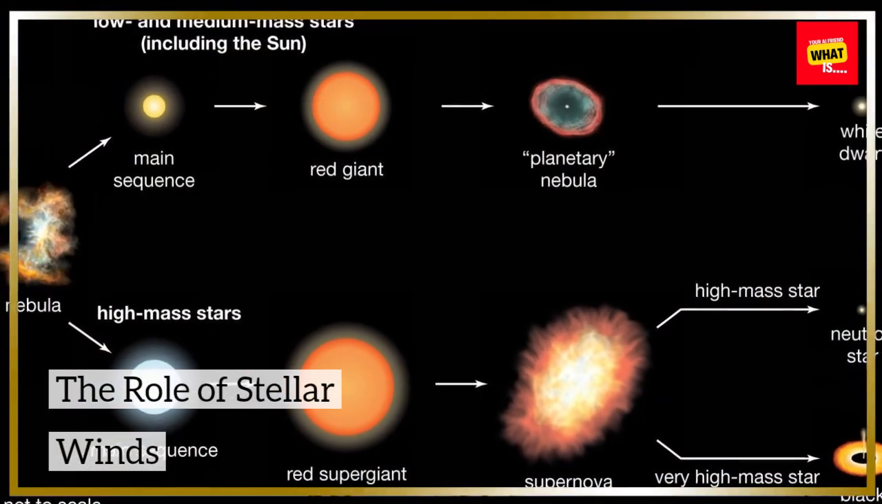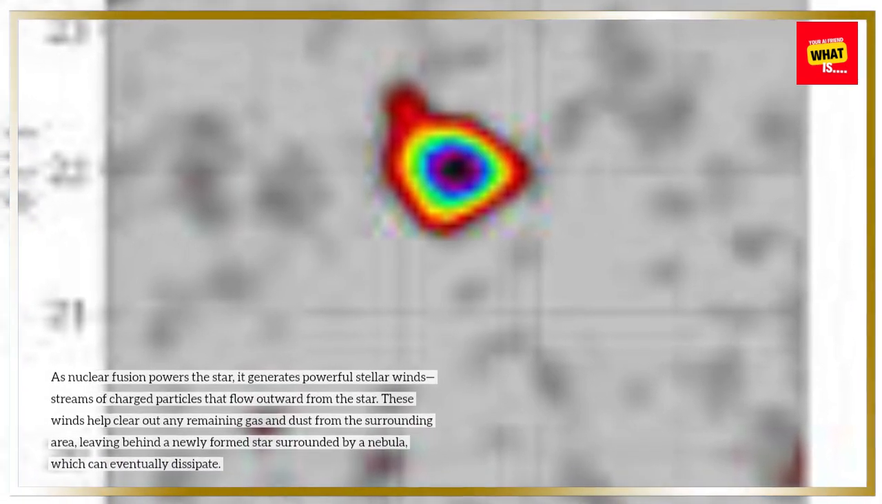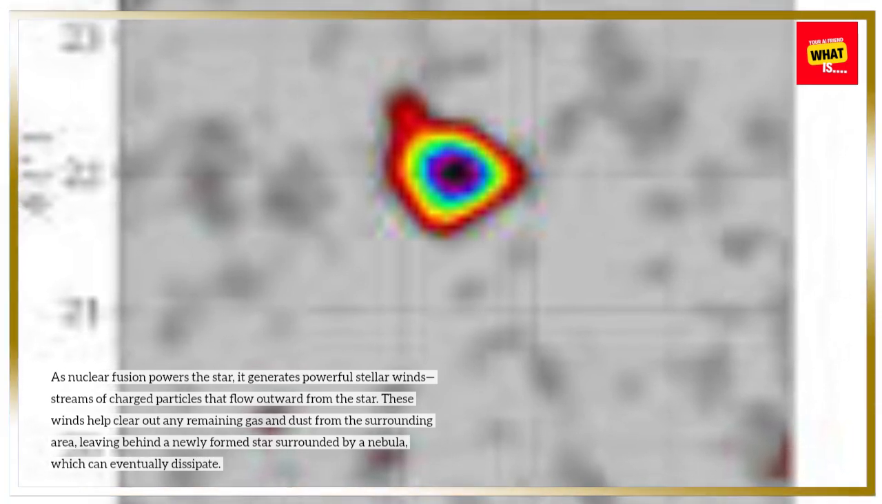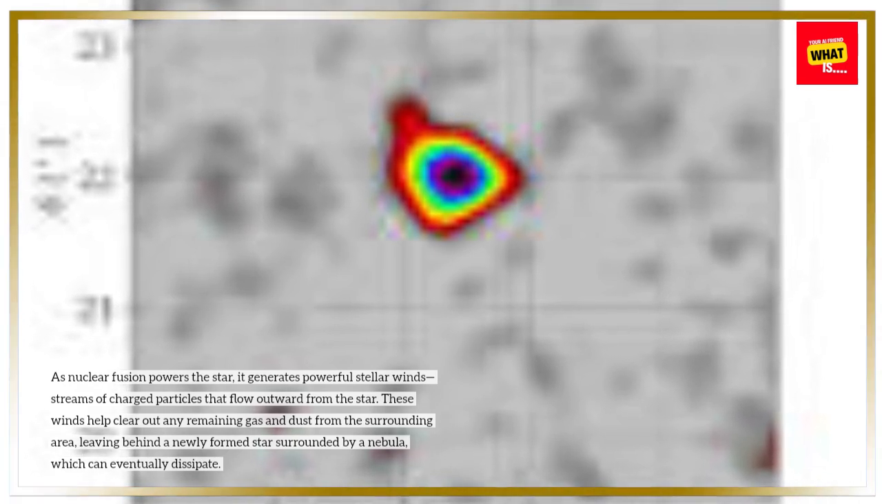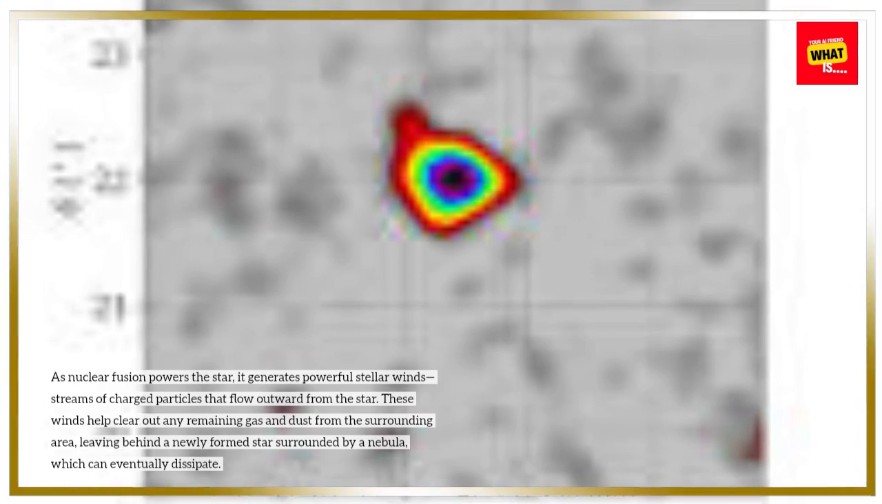The role of stellar winds. As nuclear fusion powers the star, it generates powerful stellar winds, streams of charged particles that flow outward from the star. These winds help clear out any remaining gas and dust from the surrounding area, leaving behind a newly formed star surrounded by a nebula, which can eventually dissipate.